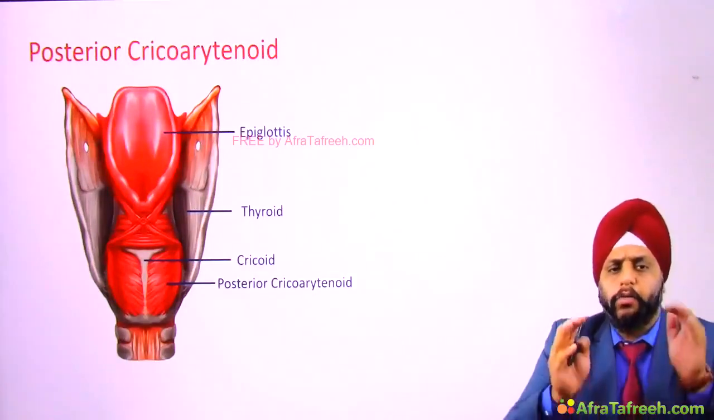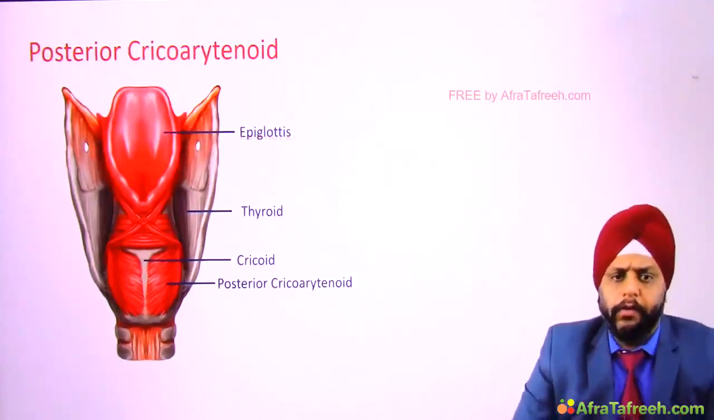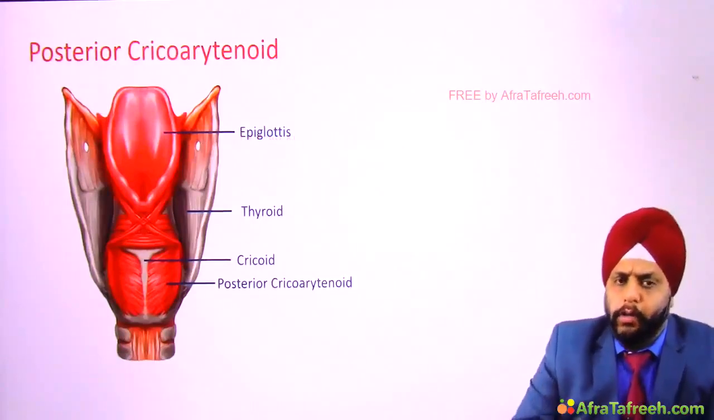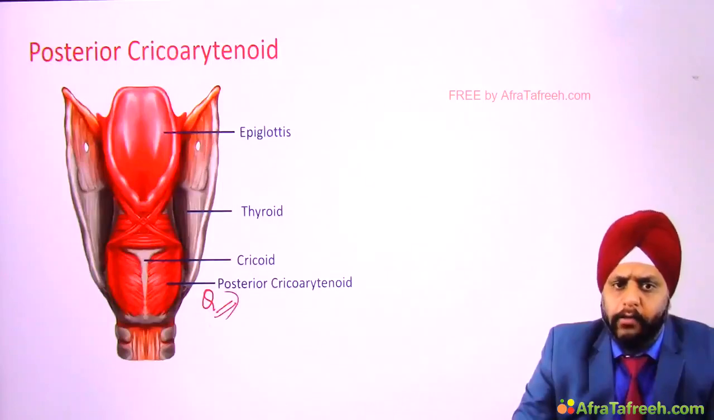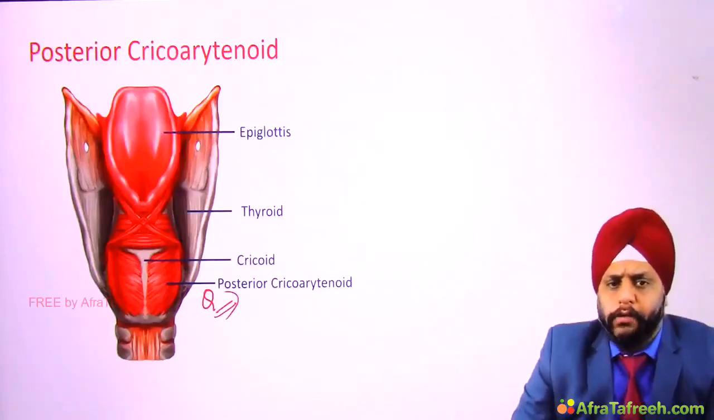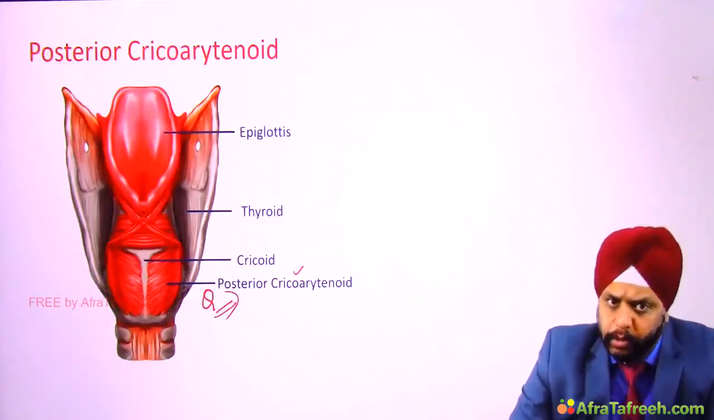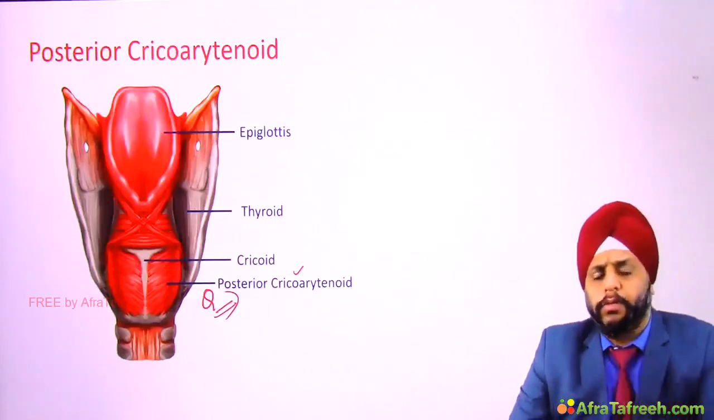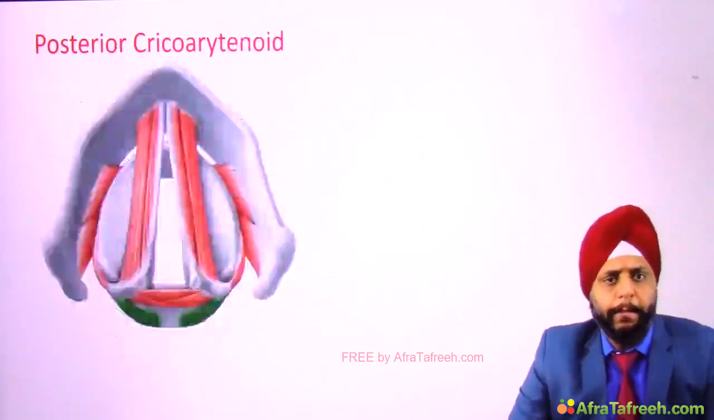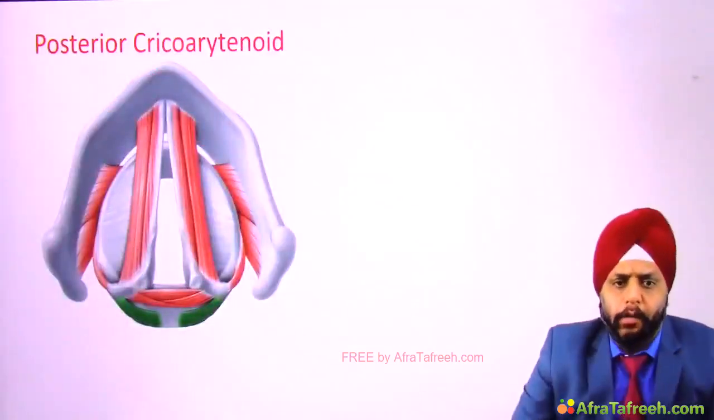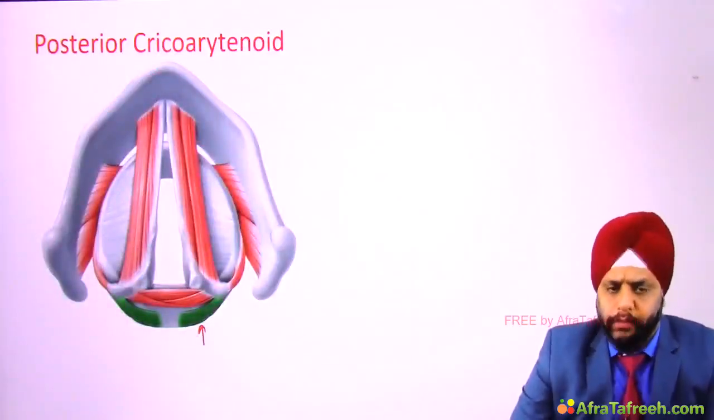It is going to the muscular surface of the muscular process of the arytenoid cartilage. Okay, so this question is asked in the exam. Identify the structure. So you should know where the posterior cricoarytenoid muscle is. This is the posterior most muscle of the larynx, the posterior most intrinsic muscle. Okay, so this is the posterior cricoarytenoid muscle.